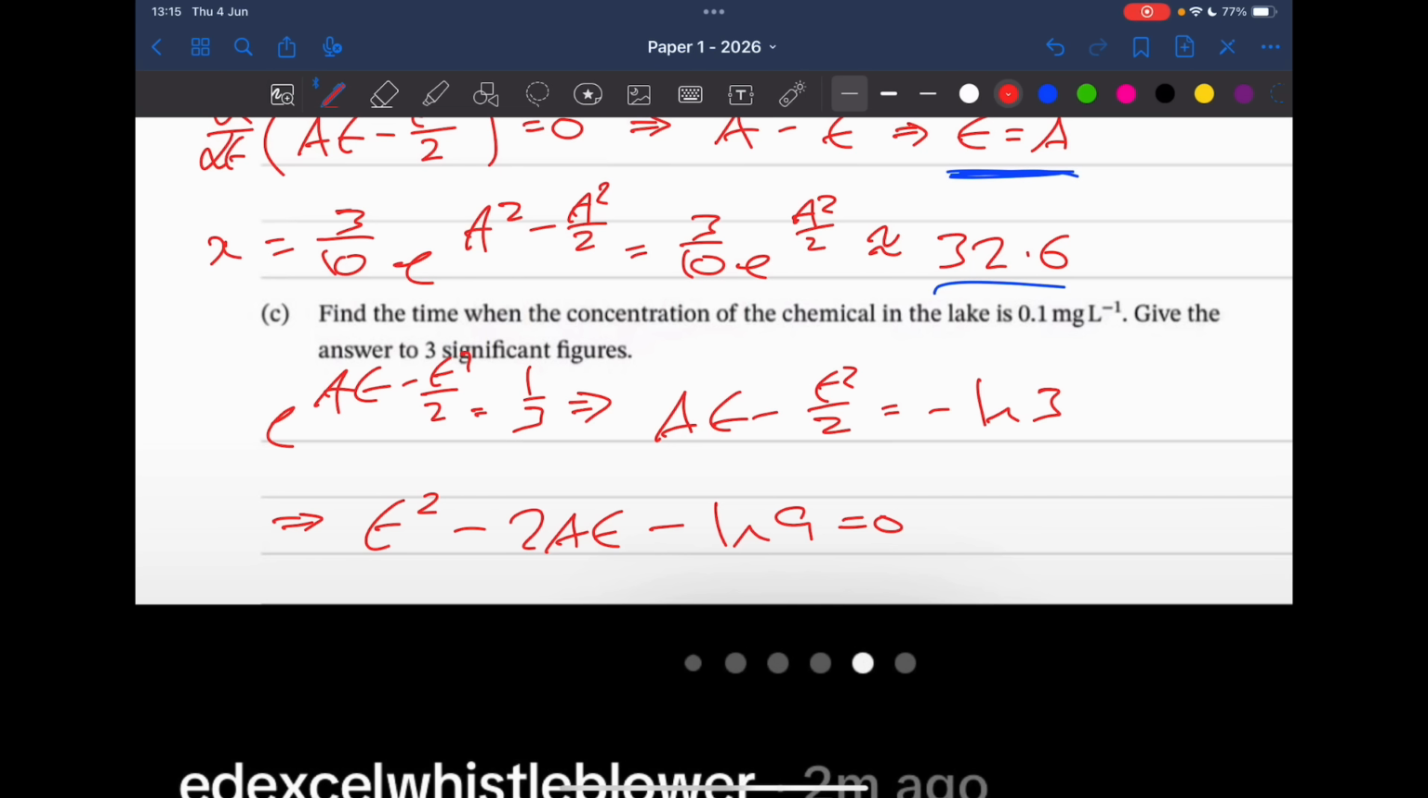And then from here, what we're going to do, I'll complete the square actually, I think it might be the easiest way. This is t minus a, isn't it, squared, minus a squared, minus log 9, equals 0.